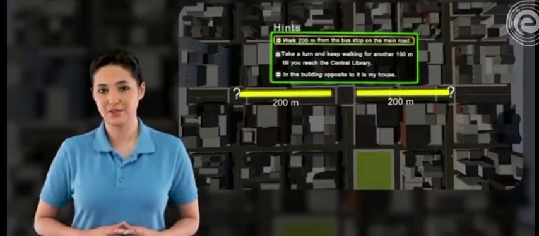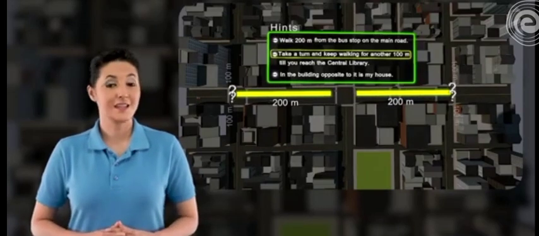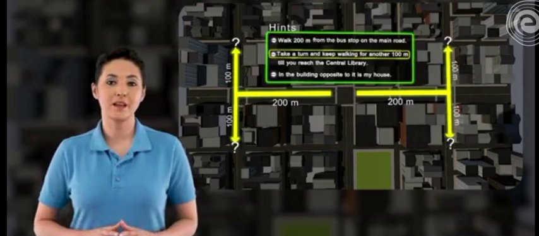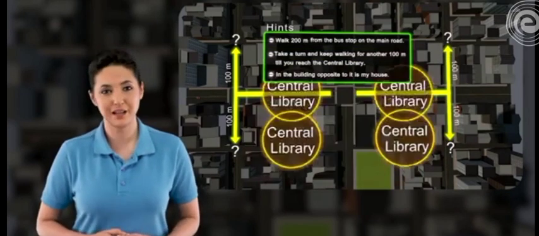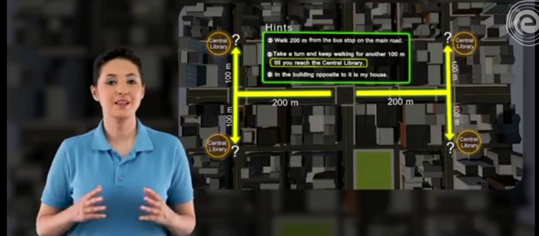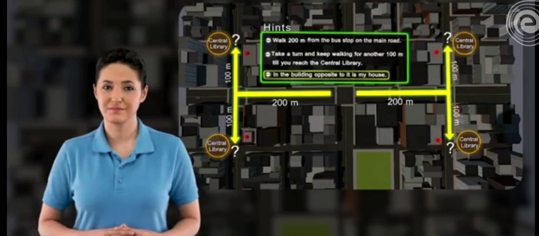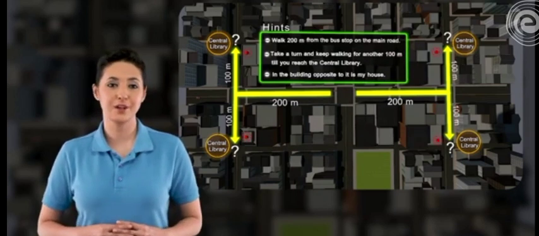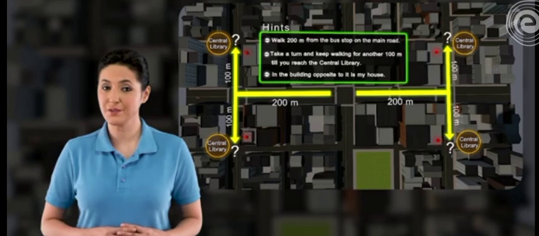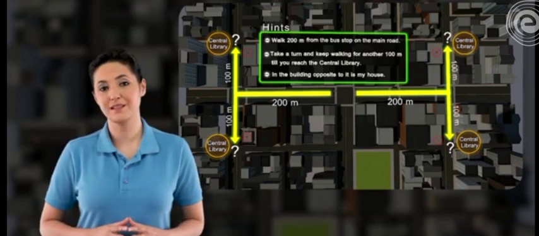Walk 200 meters from the bus stop on the main road. Take a turn and keep walking for another 100 meters till you reach the central library. In the building opposite to it is my house. Do you think these clues are precise enough for Joe to reach Sam's house? What is one factor missing in all of these?